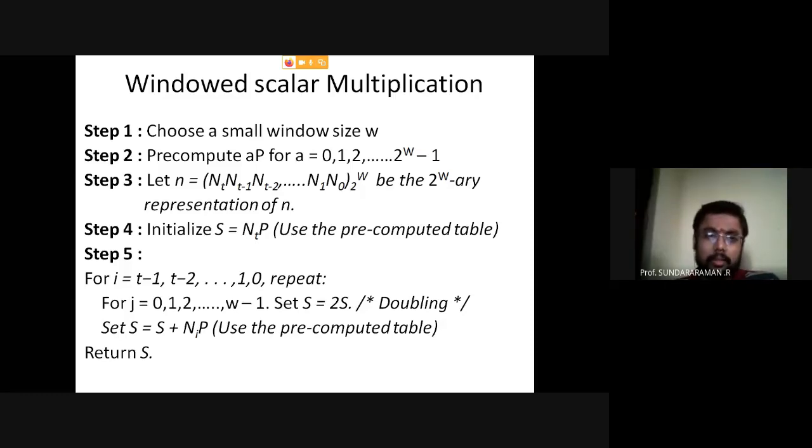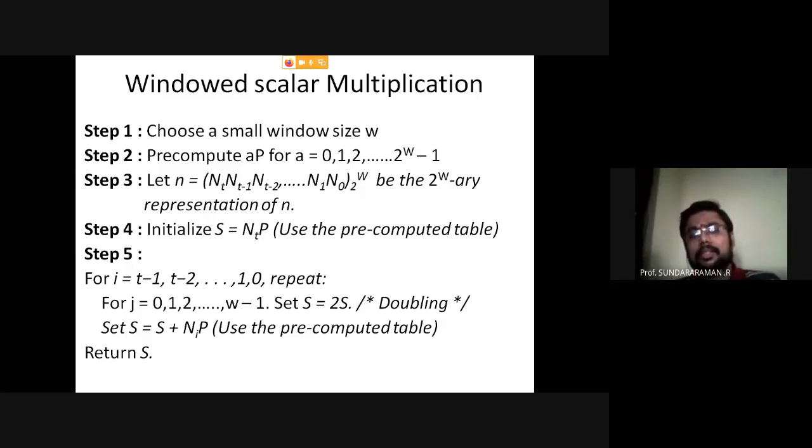In one of the previous lectures, we discussed the left to right scalar multiplication process. I hope you are aware of the importance of performing scalar multiplication in elliptic cryptography, because in most utilities like key exchange algorithms or elliptic encryption and decryption processes, scalar multiplication is a very important process in which a point is multiplied with a scalar.